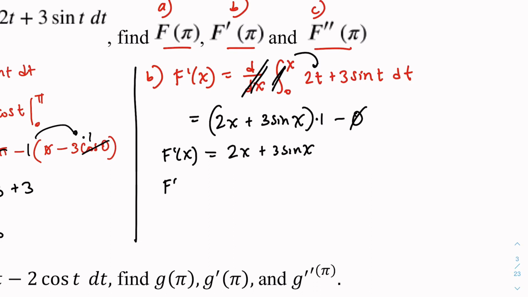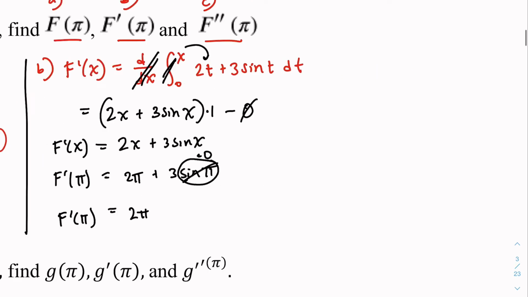Well, now I want to plug in pi. So f prime of pi will be 2 pi plus 3 sine pi. Now I know sine of pi, sine is the y value, so it'll just be 0. So that means that f prime of pi is just 2 pi. Let's do the last problem. Part C, f double prime of pi.